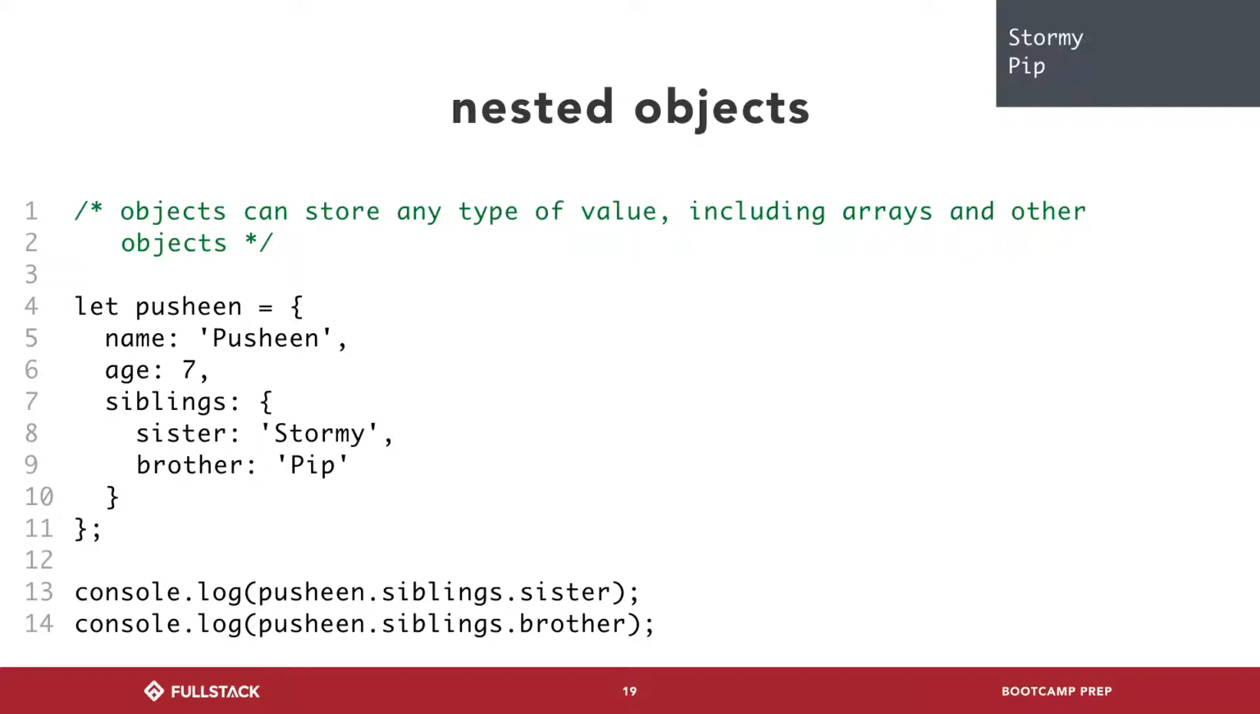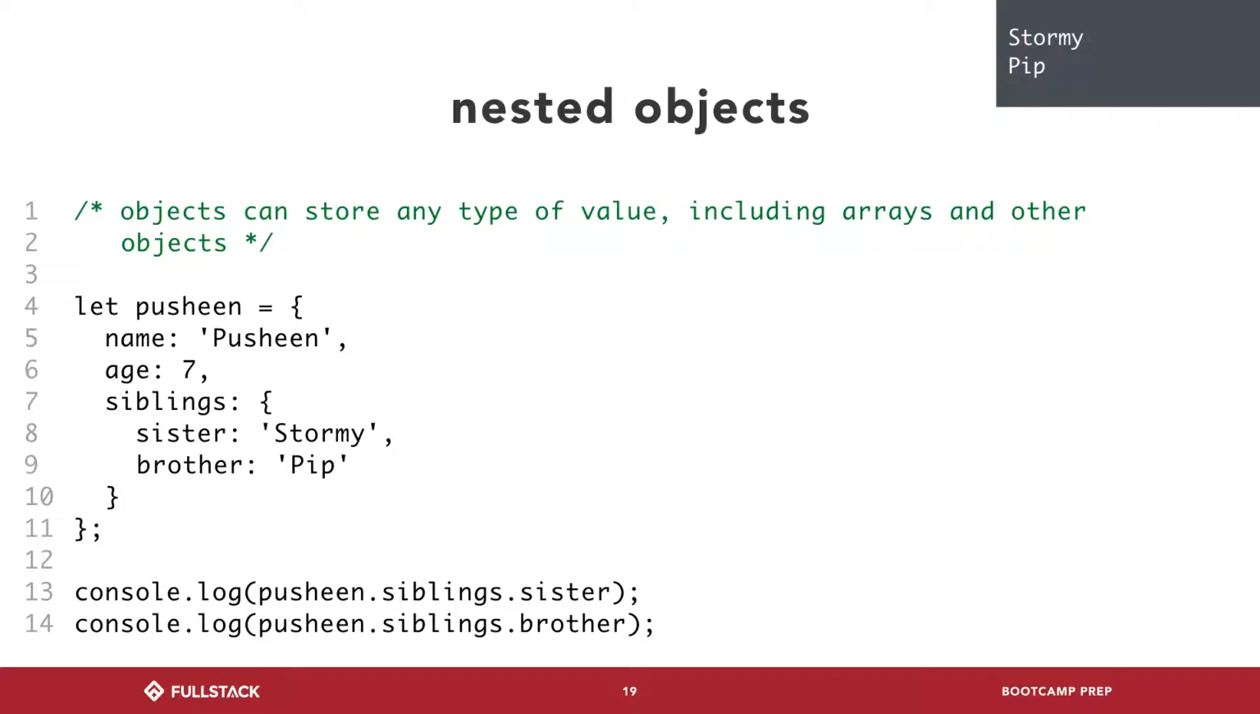This has nothing to do with scope. If you logged it within the siblings bracket, would it find it? So the short answer is no, because sister doesn't exist on Pusheen. It exists in a value of Pusheen. It's like if someone was to ask you for something that was really one of your siblings, you don't technically have access to it.